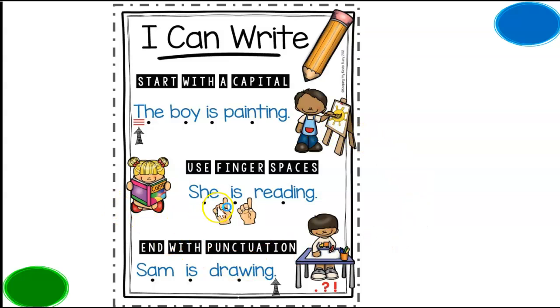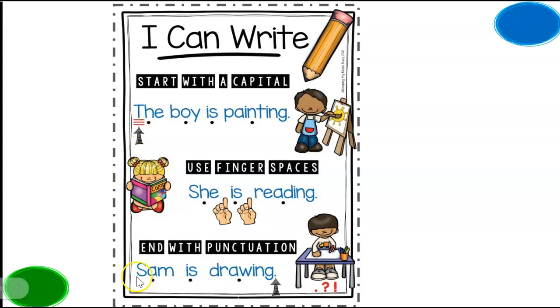When we write a sentence, we use finger spaces. So we should be able to fit one of our fingers between every word. That way, our letters don't run all together, and we can read it much easier. She is reading, and there's a picture of the girl reading.